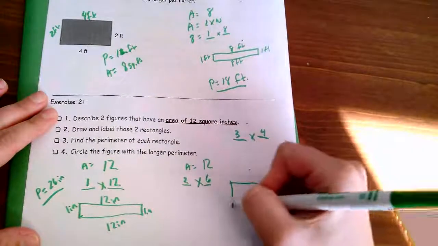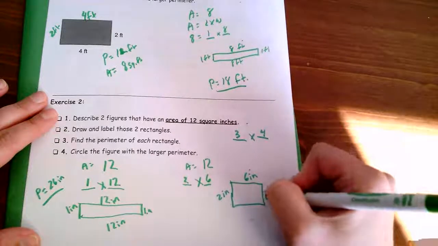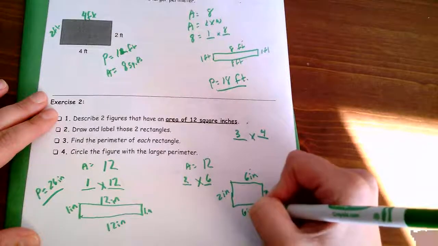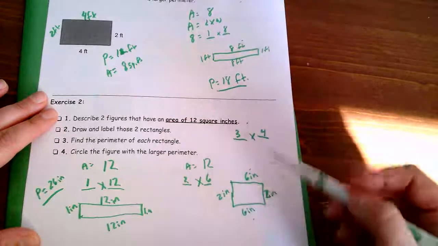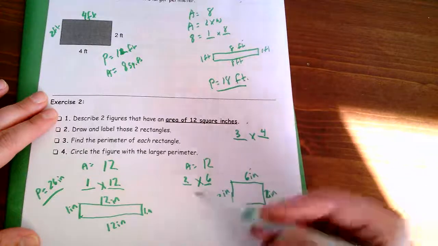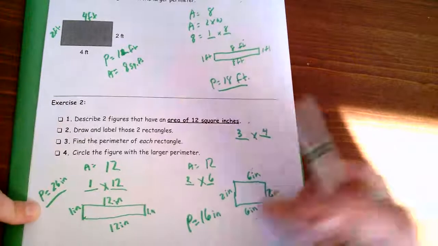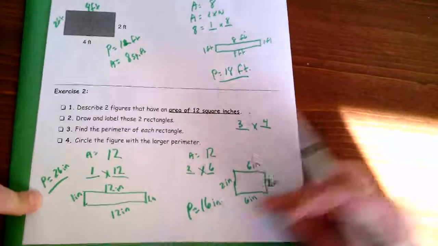Over here, I'm going to make my 2 inch by 6 inch figure. And I already know it has an area of 12. And now I want to figure out what the perimeter is. 6 plus 2 is 8. And when I double that, I know my perimeter would be 16 inches. So over here, this shape has a much larger perimeter.